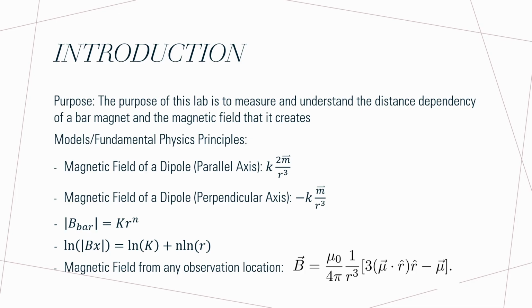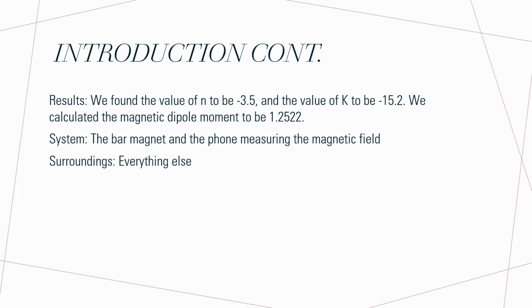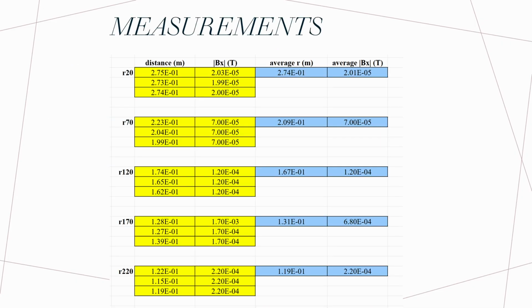and then also the magnetic field from any observation location. In our results, we found the value of n to be negative 3.5 and the value of capital K to be negative 15.2. We calculated the magnetic moment of the dipole to be 1.2522, and the system in our experiment is the bar magnet and the phone measuring the magnetic field, while the surroundings are everything else.